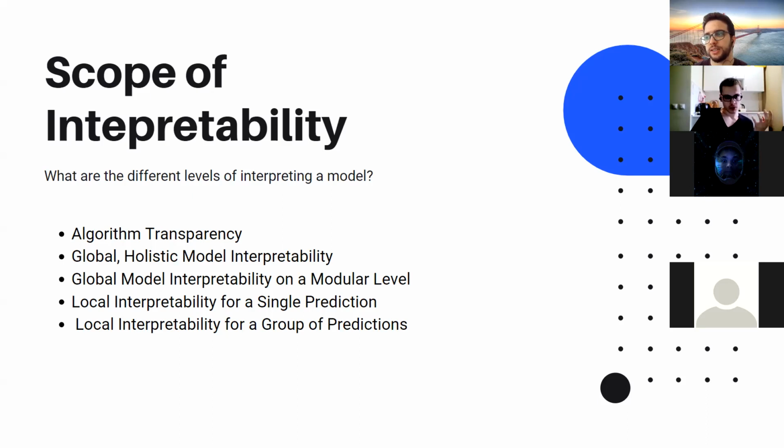What's the difference between algorithm transparency and holistic model interpretability? They sound similar. Yes, I have the same problem. I see no difference between the first and second one.